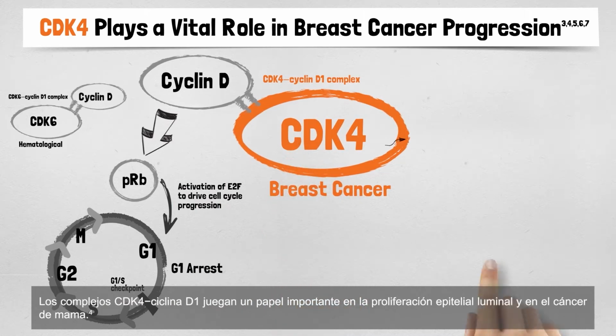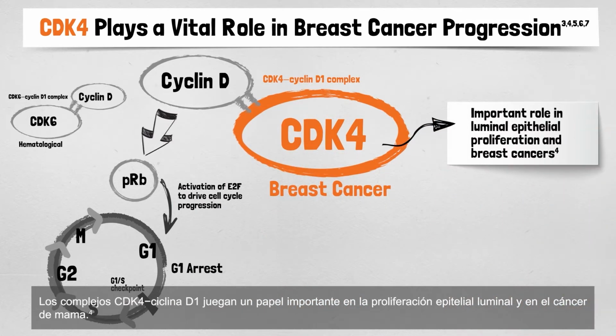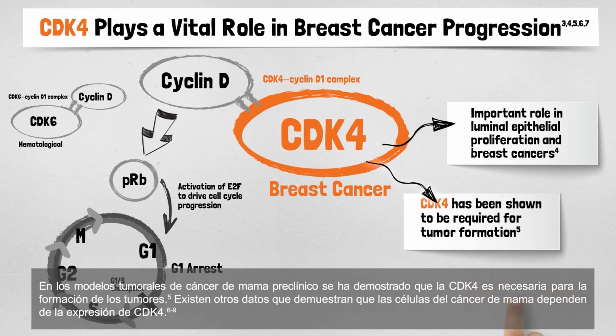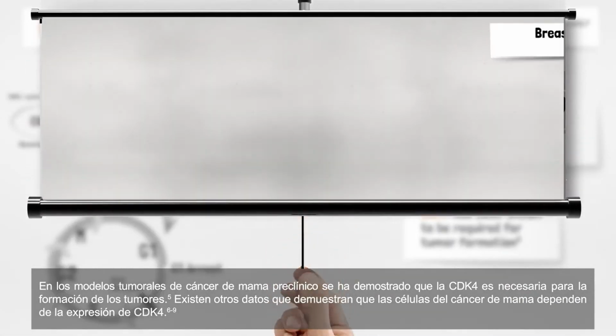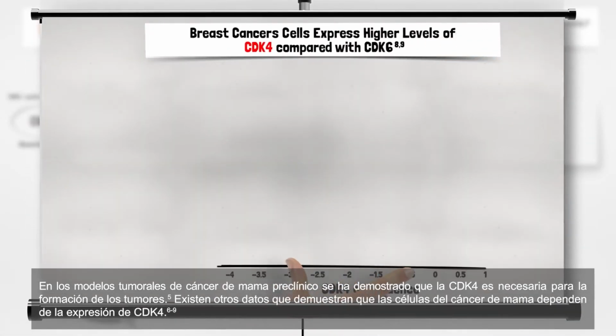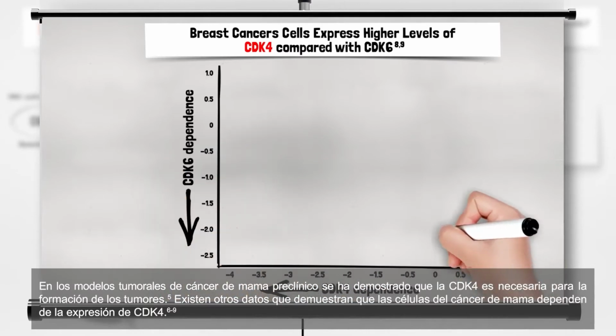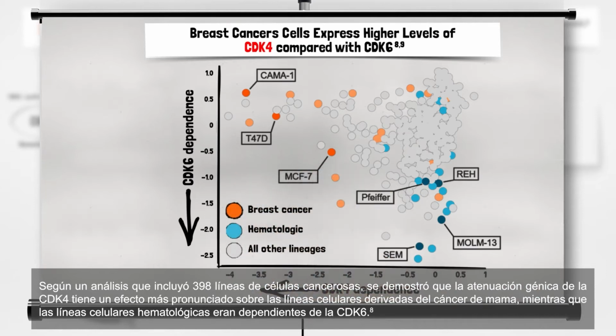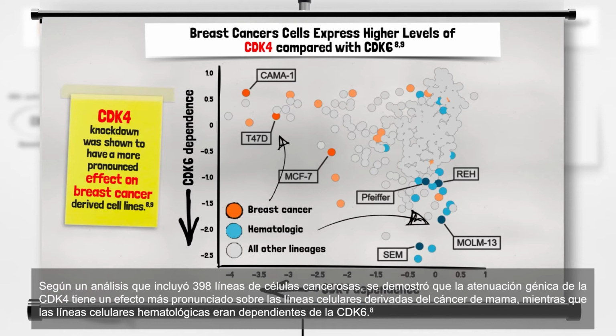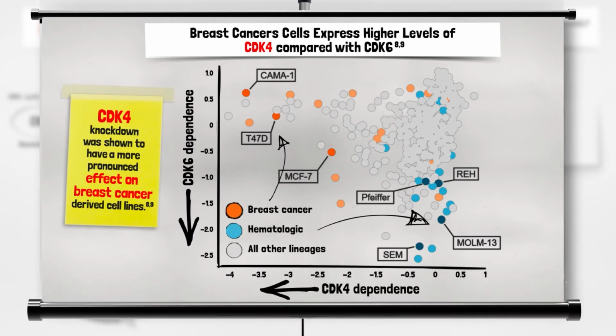CDK4 cyclin D1 complexes play an important role in luminal epithelial proliferation and breast cancers, and CDK4 has been shown to be required for tumor formation in preclinical breast cancer tumor models. Further evidence shows breast cancer cells are dependent on CDK4 expression. Based on an analysis of 398 cancer cell lines, CDK4 knockdown was shown to have a more pronounced effect on breast cancer-derived cell lines, while hematological cell lines were shown to be dependent on CDK6.